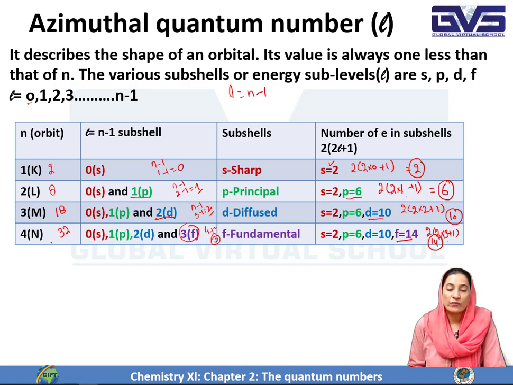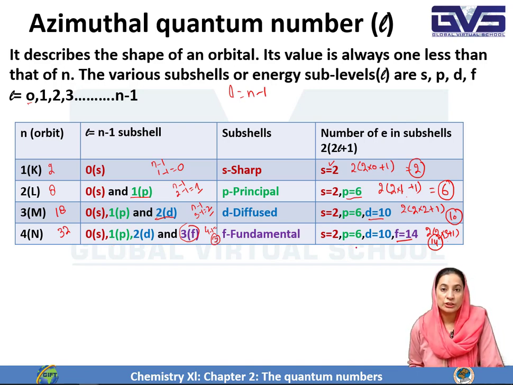And in the case of the fourth shell, or to say the fourth orbit, the maximum number of electrons is 32, by adding 2 from the s subshell, 6 from the p subshell, 10 from the d subshell and 14 from the f subshell.